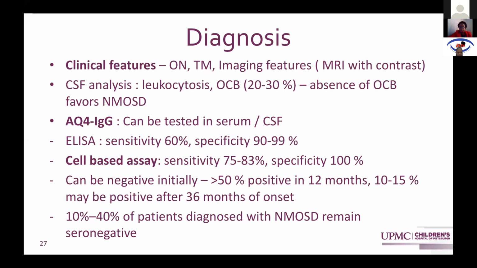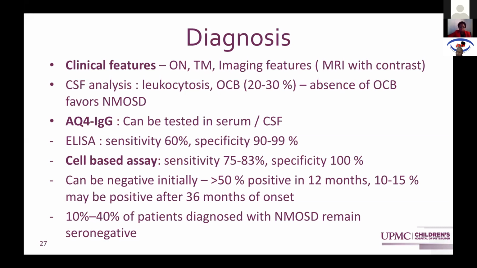Aquaporin 4 is very, very important. It can be tested in serum or CSF. The more commonly done ELISA tests are not as sensitive or specific. They can also give a few false positives. The most sensitive and specific would be a cell-based assay, but it's not always available.